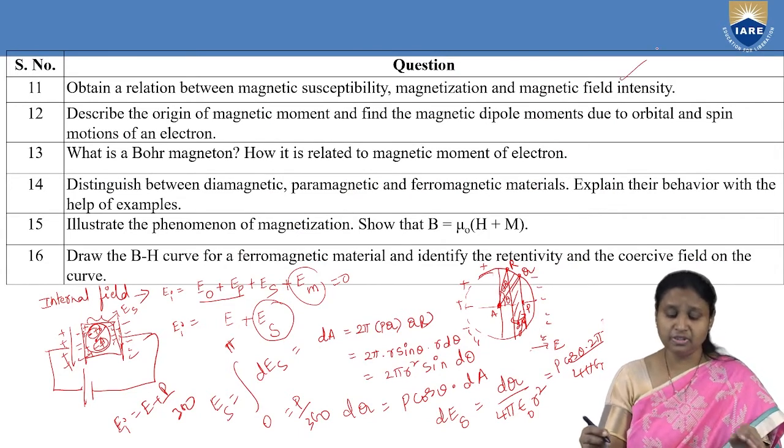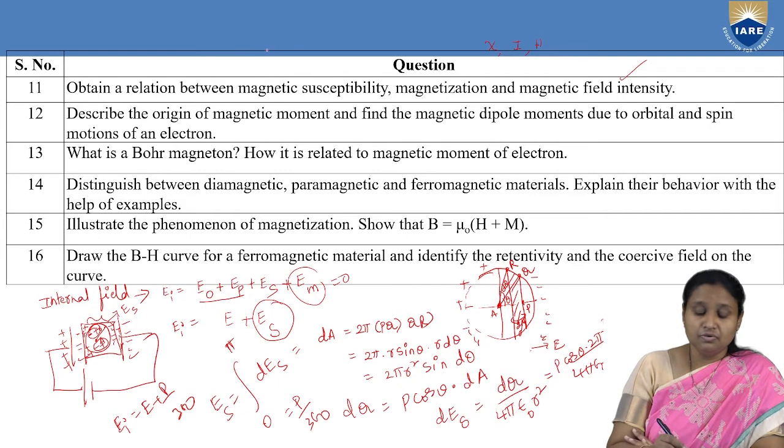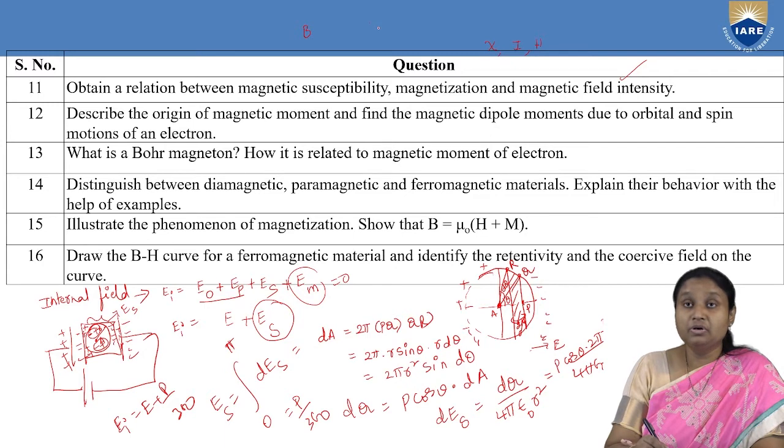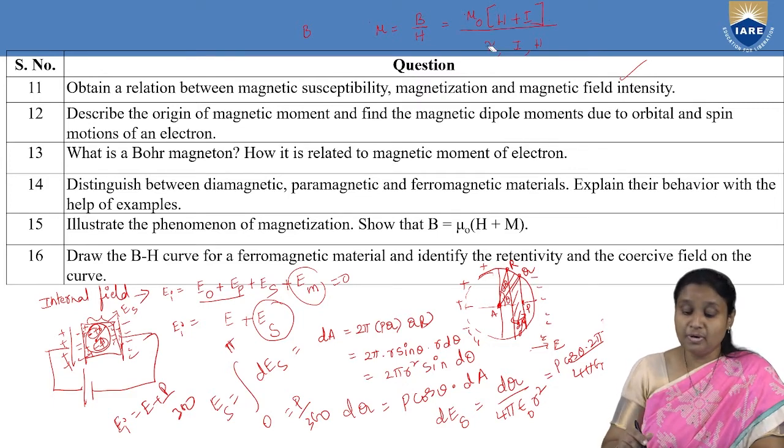Then obtain the relation between magnetic susceptibility chi, intensity of magnetization I, and magnetic field intensity H. For that, we know that when we talk about permeability mu, it is given by B by H, the magnetic induction to the magnetic field intensity. But when we talk about B, there is one very important relation: B is given as mu naught into H plus I. What is mu naught? The permeability of free space, whose value is 4 pi into 10 power of minus 7 Henry per meter. So this is divided by H, right?